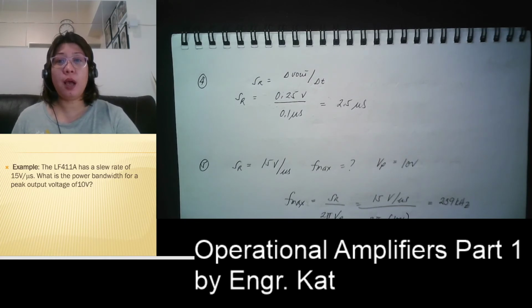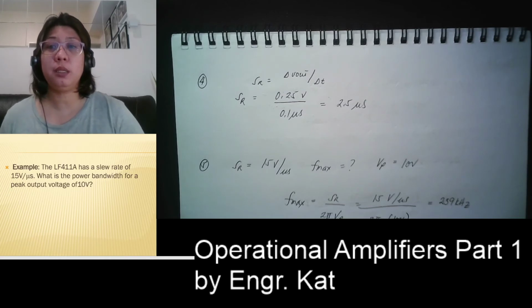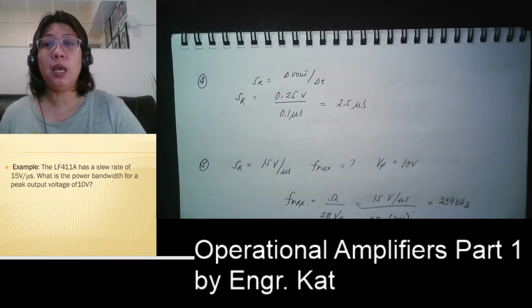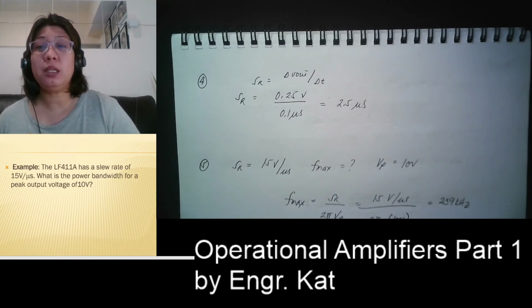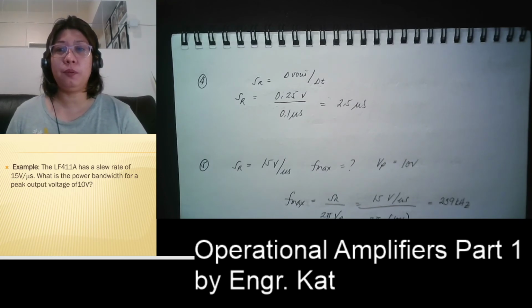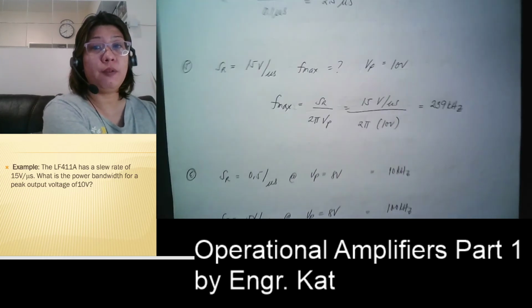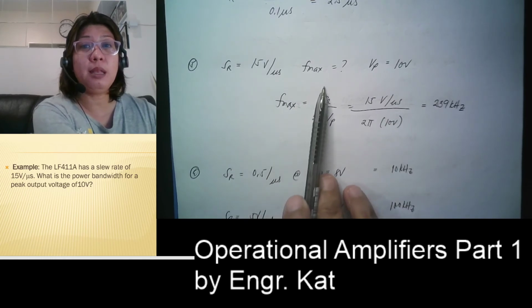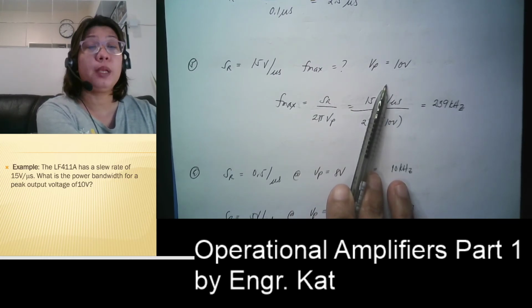The LF411A has a slew rate of 15 volts per microsecond. What is the power bandwidth? Power bandwidth is your F max. What is the power bandwidth for a peak output voltage of 10 volts? We are given the slew rate, which is 15 volts per microsecond. We do not know your F max, your power bandwidth, but we are given your peak voltage, which is 10 volts.